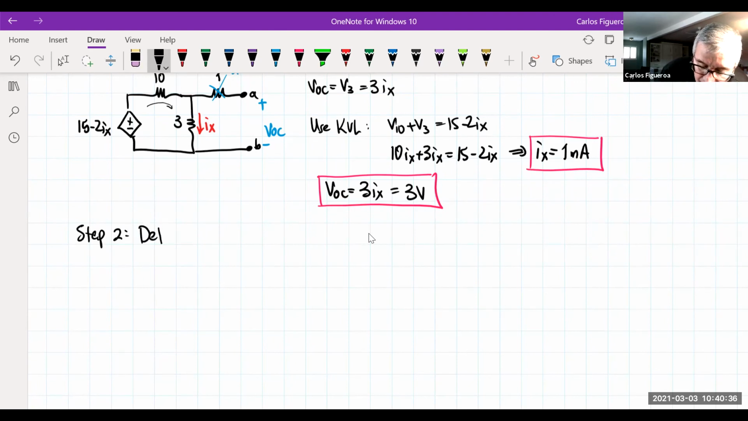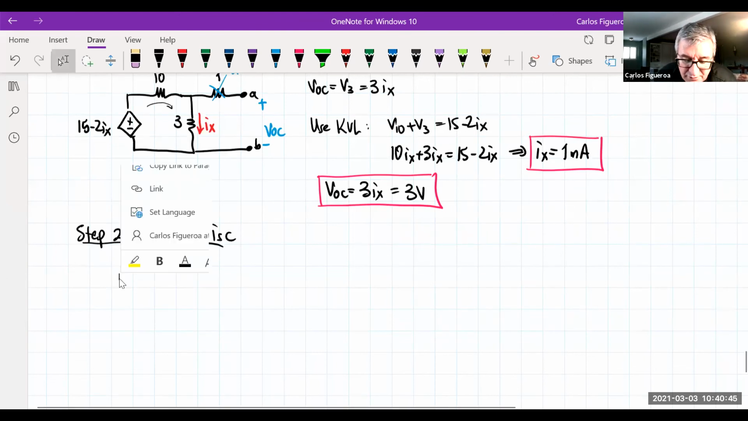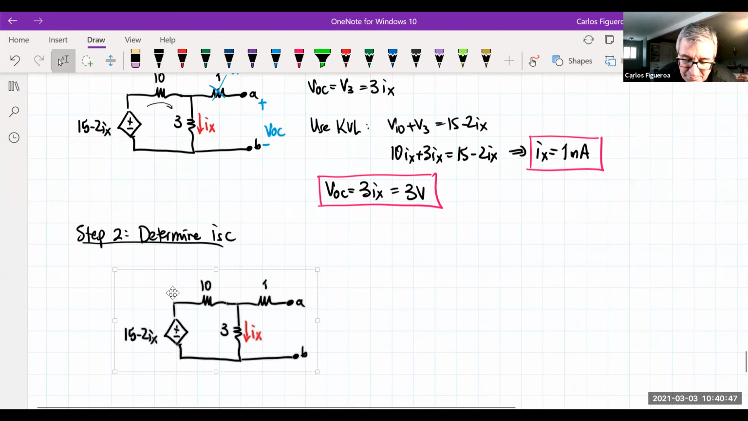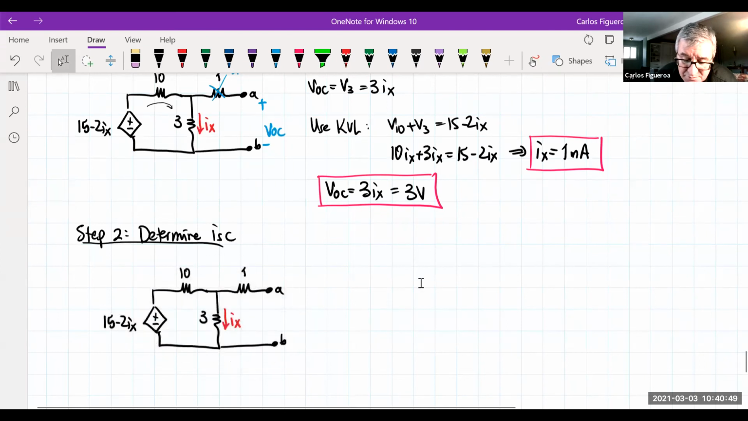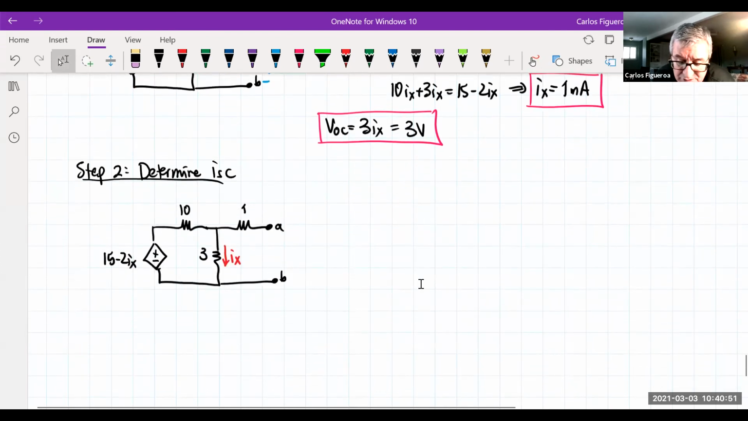I want to determine I short circuit. So here I go. I'm going to go put in my original circuit. No, not my original, but my simplified circuit. There's my original circuit here. So what am I doing? Look what I'm putting. I'm putting my short across the open, and I want I short circuit. So the question is, how are you going to calculate I short circuit?